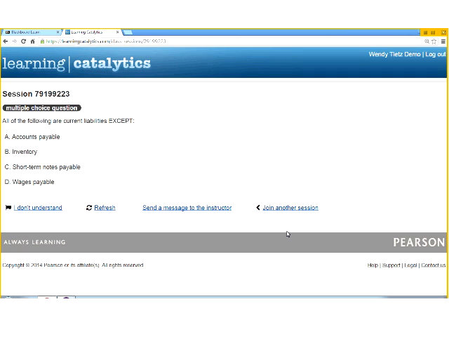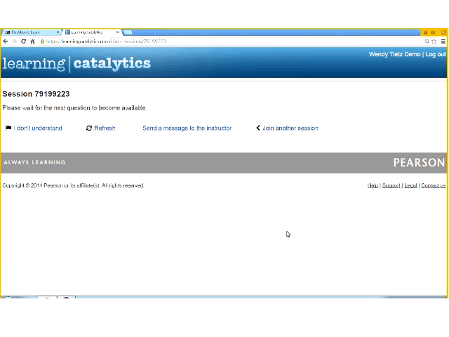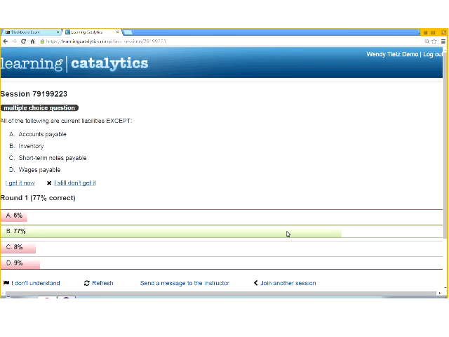Okay, you have about 10 seconds to submit your answer. Okay, and the one item that's not a current liability is inventory. Inventory is an asset. Everything else there is a short-term liability.